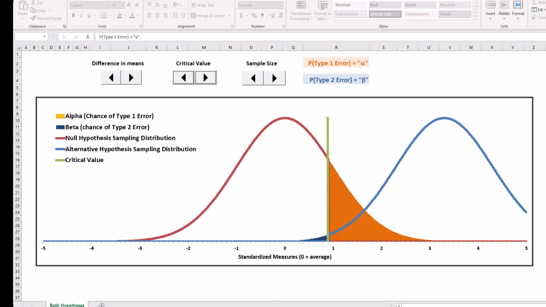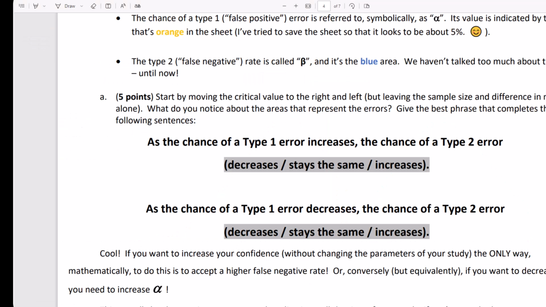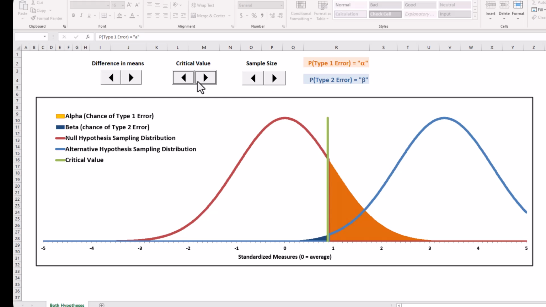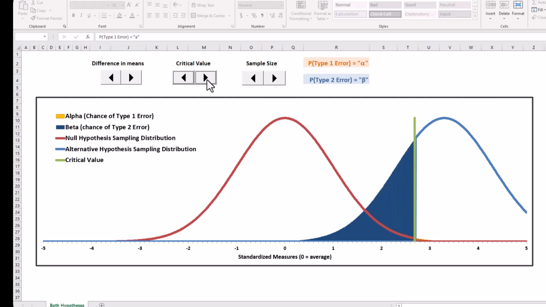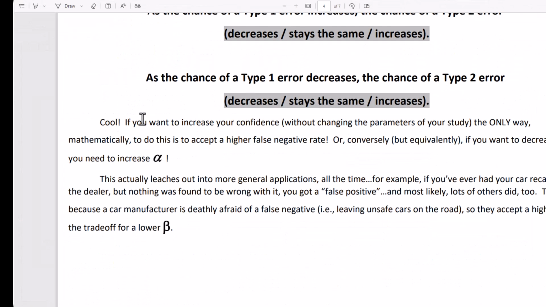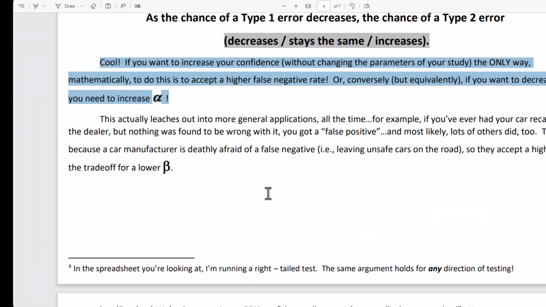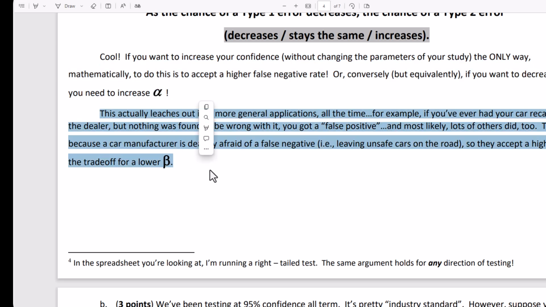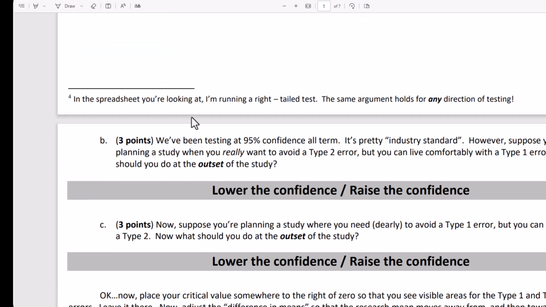All right, and then I think the next question was, what if the chance of a type 1 error decreases? So we're going to, there we go, chance of a type 1 error decreases. Okay, so now type 1 error is very small. What has happened to the type 2 error? Okay, I'm going to set it back roughly to where it was. So then you can read this next little bit here, and then you can keep reading this. That's totally fine. We've been testing at 95% confidence all term.